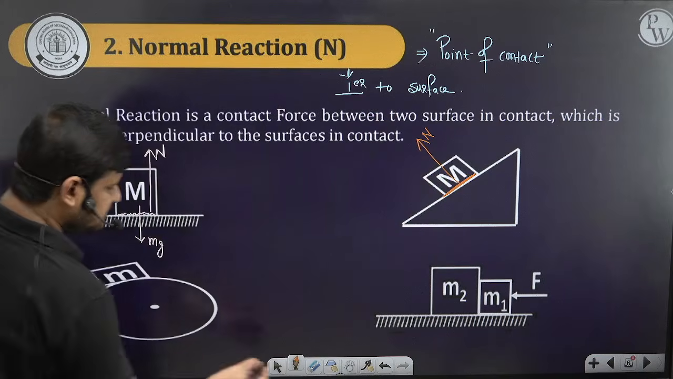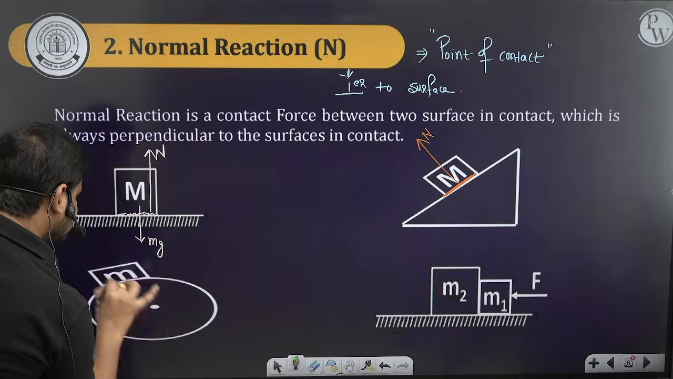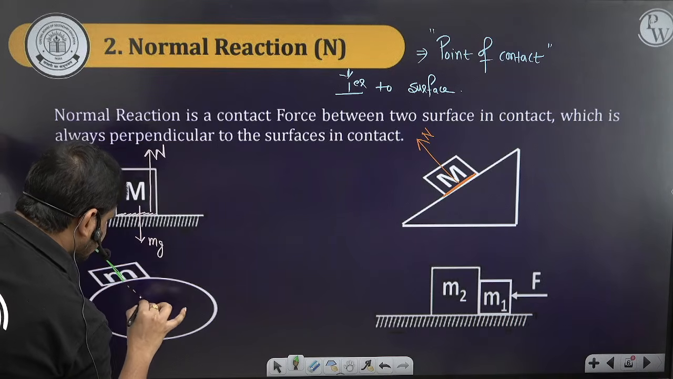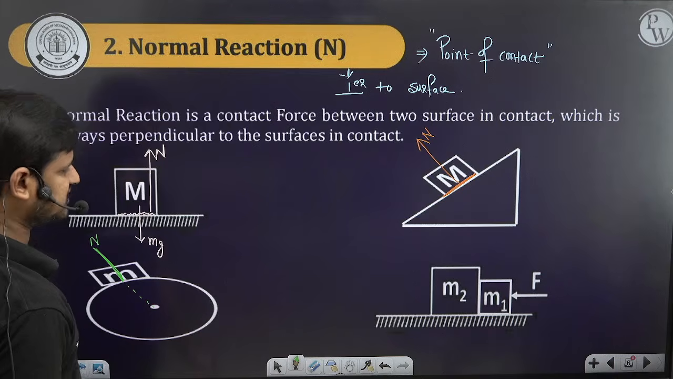Here, see this scenario. Here the normal will be like this. The normal will always pass through the center. So this is a normal reaction, right?